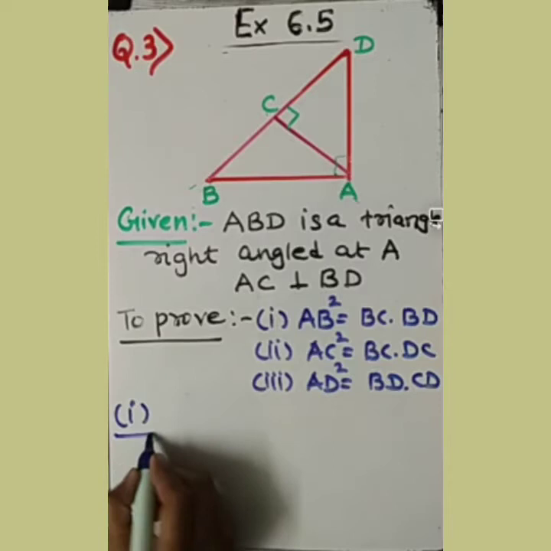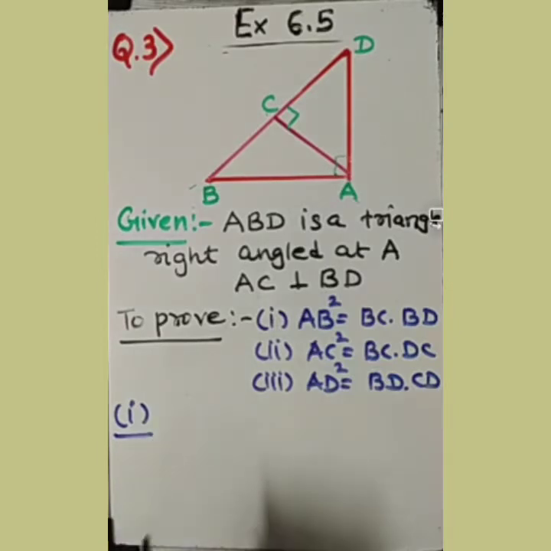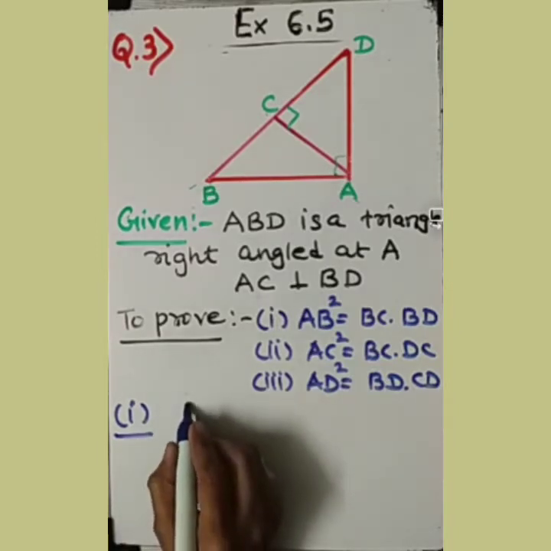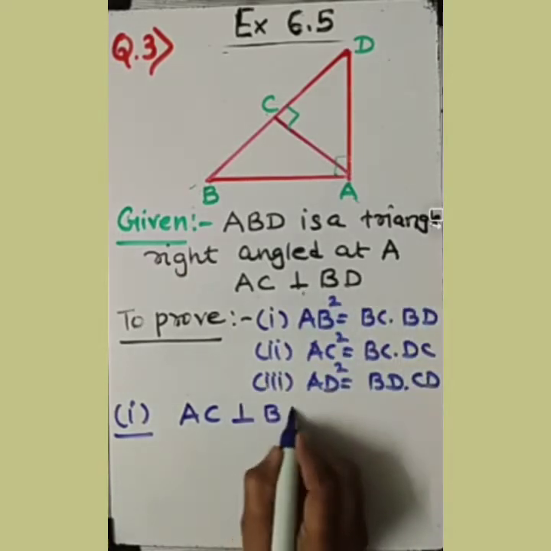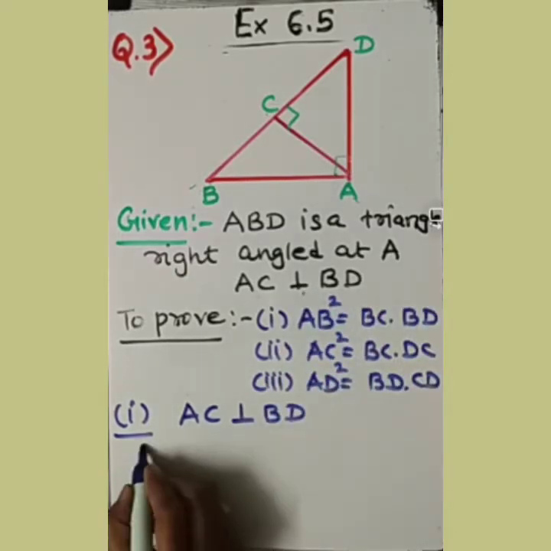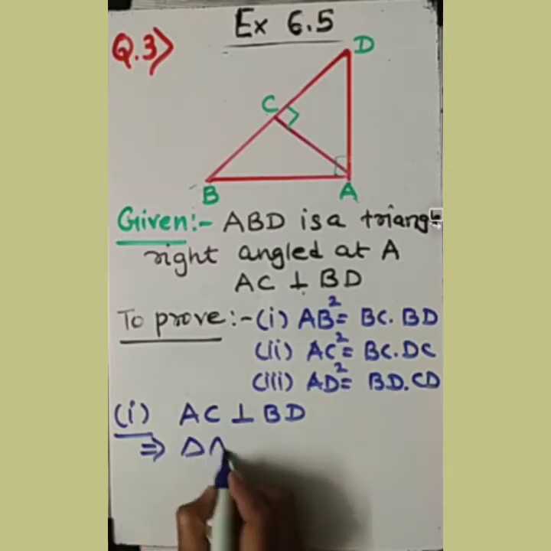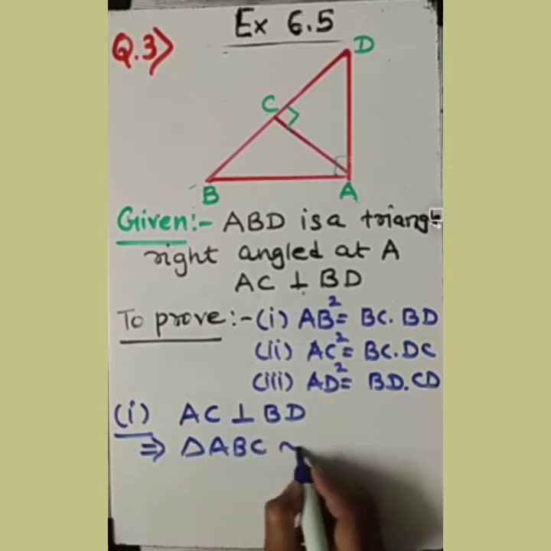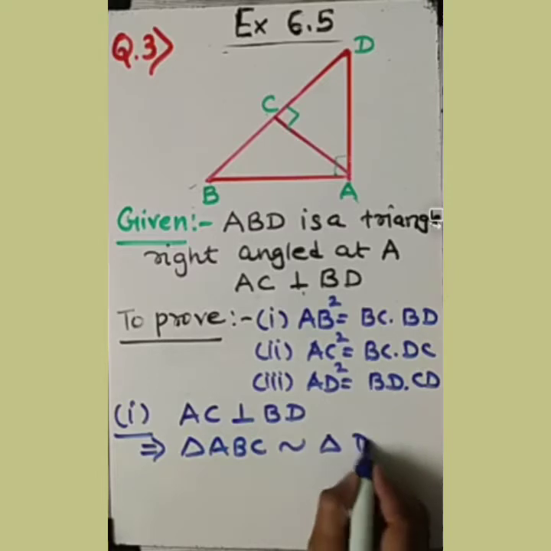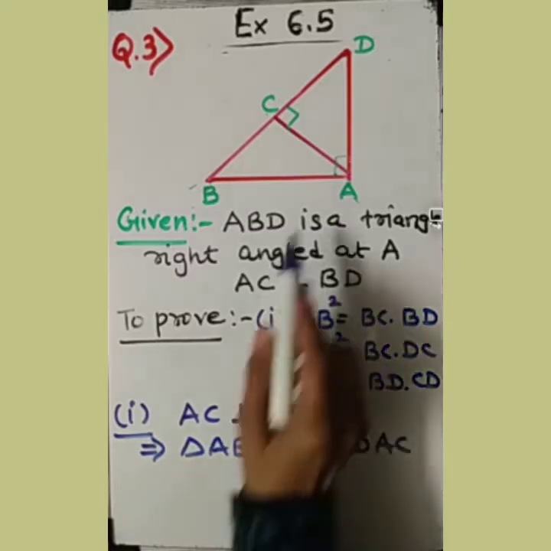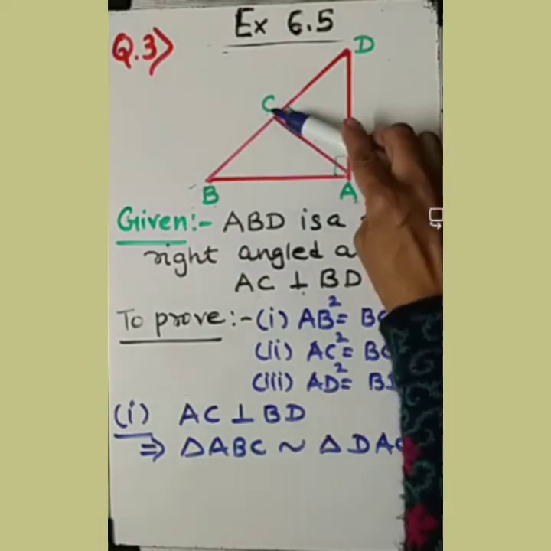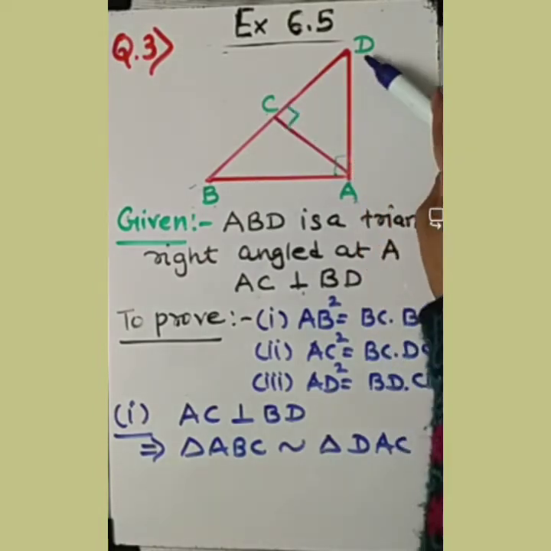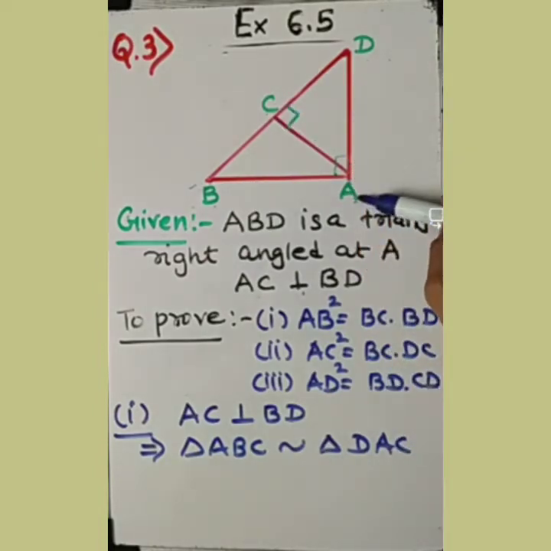First, let's begin with the first. As we know that AC is perpendicular to BD, therefore, can I say triangle ABC is similar to triangle DAC? Triangle ABC similar to triangle CAD, or DAC, same thing.